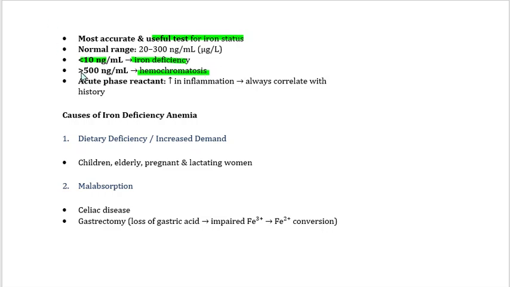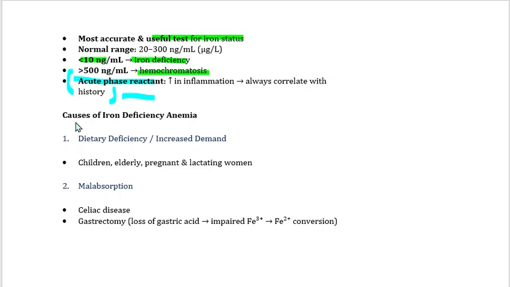But we have to note one thing, that ferritin is also an acute phase reactant. So if there is inflammation or acute inflammation in the body or infection, it will be raised, but it doesn't mean the patient can't have iron deficiency anemia. In this case, the ferritin can be normal. So we have to look at whether the patient is suffering from any kind of inflammation or infection.